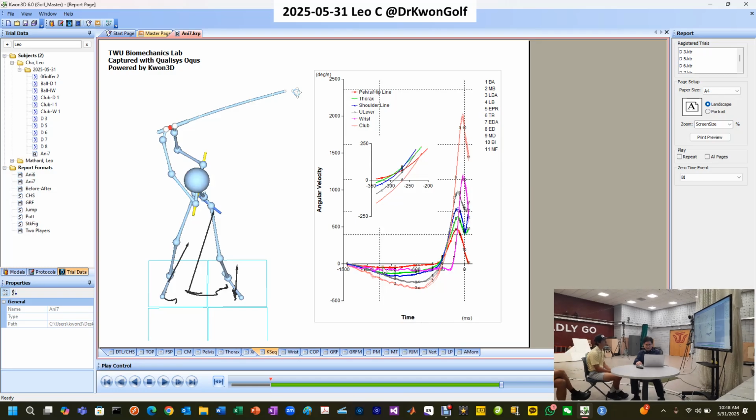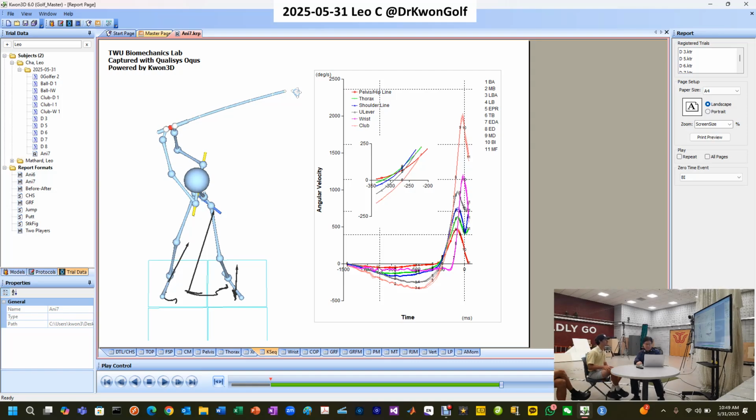The backswing sequence is determined by the timing of the peak angular velocities. The red line is the pelvis. The pelvis reaches peak angular velocity about here, and then the thorax is about here, shoulders about here. This is the arms, the club here. And these peaks are too early here. It's because your backswing is slow.